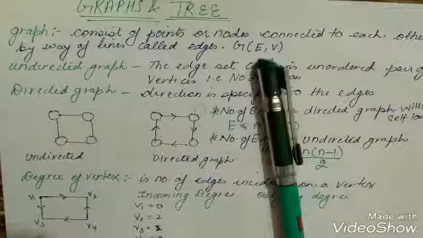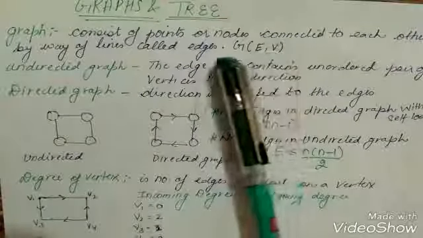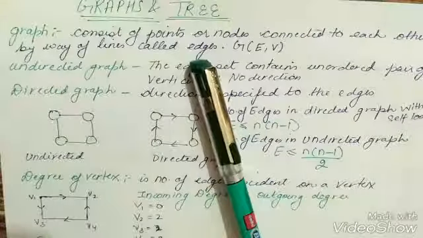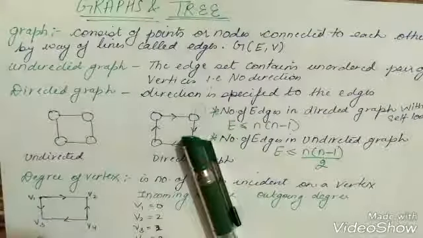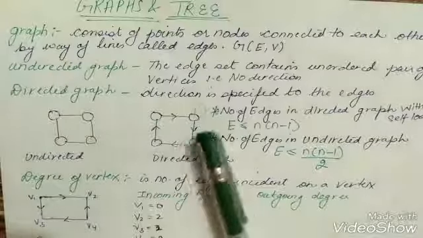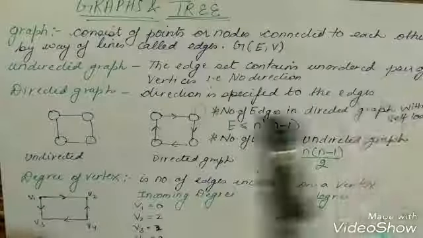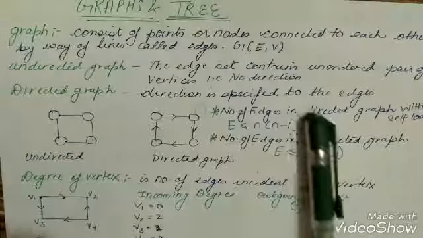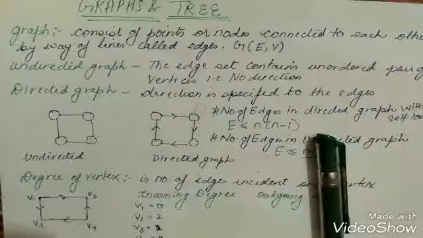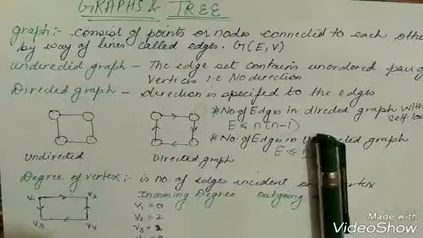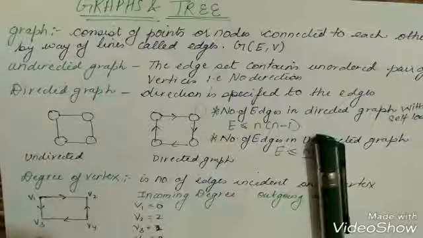So we know that a number of nodes or points are there, which are called vertices, and the edges are the lines which connect them. Fine. So we have an undirected graph. This graph is the one in which the edge set contains unordered pairs of vertices with no direction. It means that the vertices which appear in an undirected graph have no specific order, right? And the edges also do not have any directions given to them.